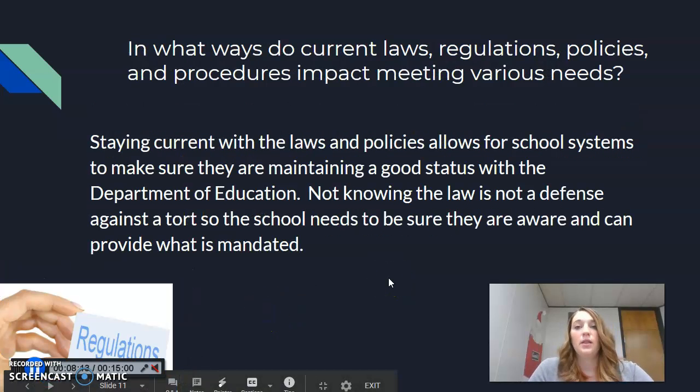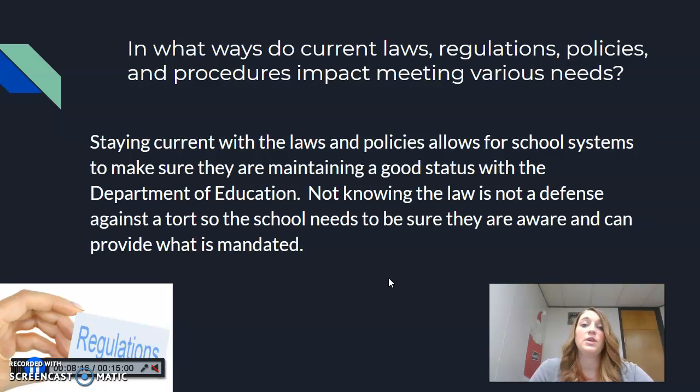In what ways do current laws, regulations, policies, and procedures impact meeting various needs? So you want to stay current on laws and policies. That allows the school system to make sure they are maintaining good status with the Department of Education. Simply put, ignorance is not a good defense if you're being sued. So you need to make sure that you are aware of exactly what is mandated.